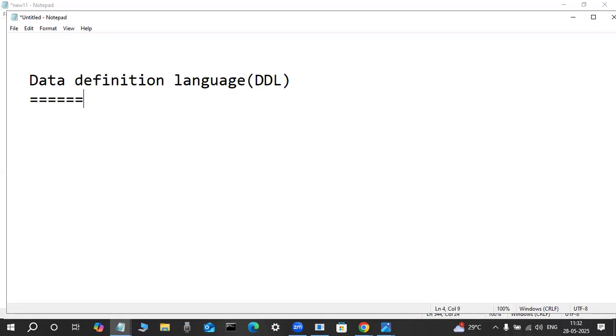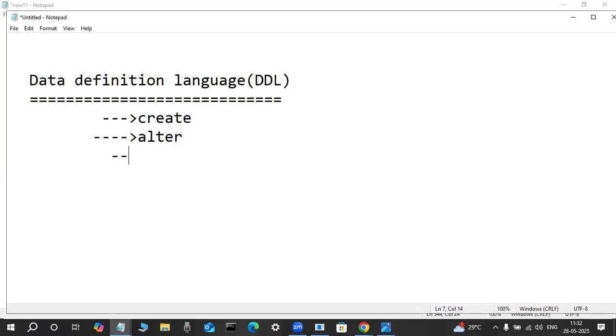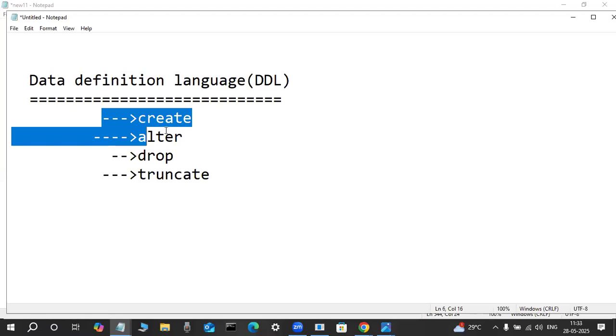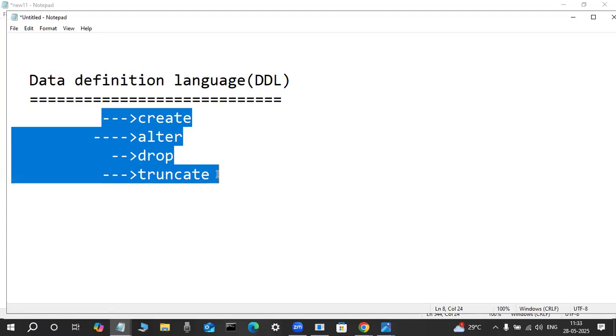Under DDL, what commands are available in every database SQL language? Create. What is DDL? I will tell you, don't worry. Alter, drop, truncate. These are the 4 commands in every database, whether SQL Server, MySQL, DB2, Sybase, or Informix. All the databases have these DDL commands. I will show you practically what DDL is. In DDL, create, alter, drop, truncate are the 4 commands.